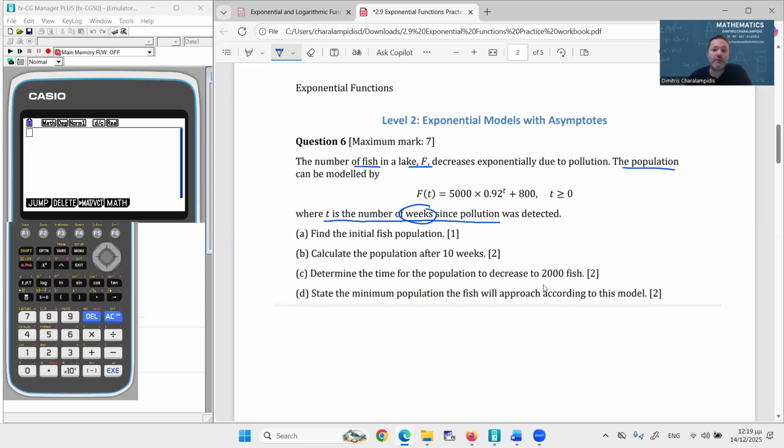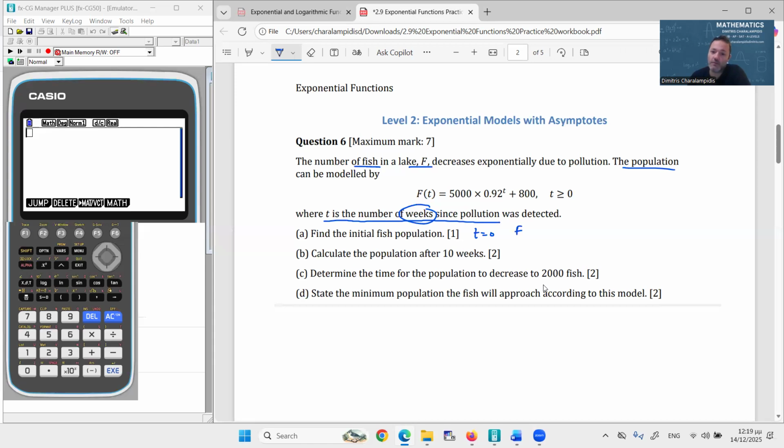Find the initial fish population, a typical classical exercise which might always be there just for 1 mark. Find the initial fish population means in the beginning of the experiment, so when t was equal to 0. We could do that either by GDC. Here, since we refer to the analysis and approaches, we can easily do that by hand as well.